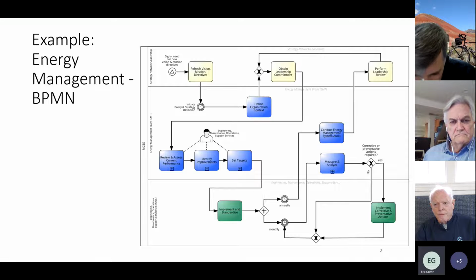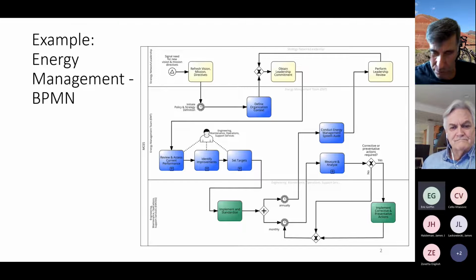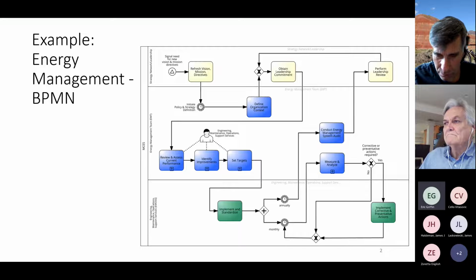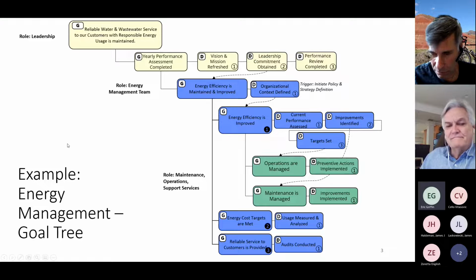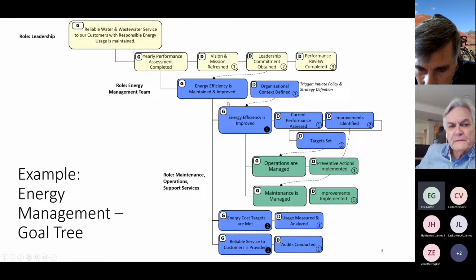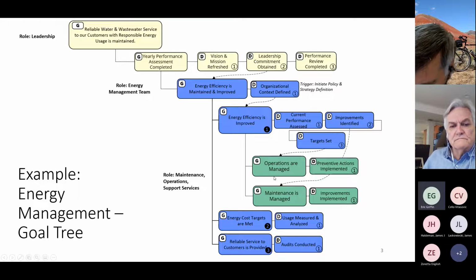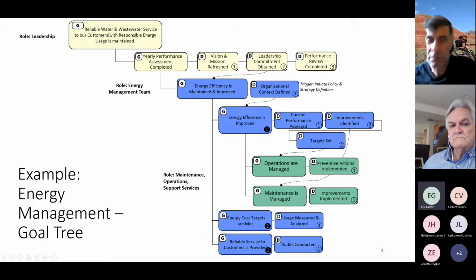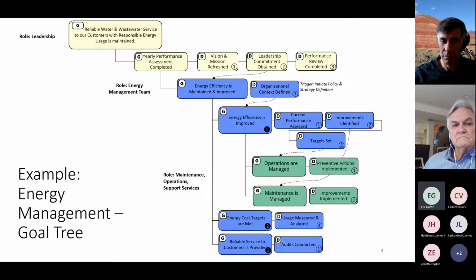One thing that happens with the business process model is it doesn't really identify the goals of the business process. It just identifies how to achieve the program, but not really the underlying goals, what we're trying to achieve. So what Mike and I have been working on is taking this BPMN and turning it into a goal tree that's aligned with those swim lanes. So we maintained the colors of leadership, energy team in blue, and then that supporting services of engineering and operations in the green. And so we're still at a high level goal for the reliable service to our customers, where we're maintaining responsible energy usage.